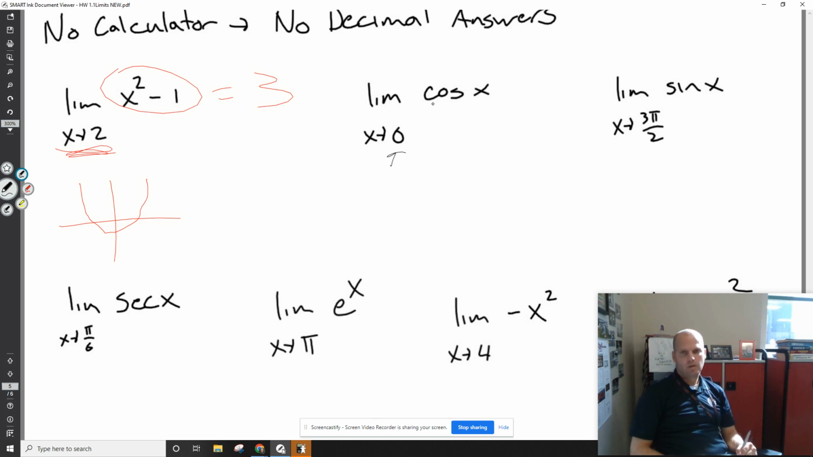Well, cosine just goes up and down. All right, well, what's the cosine of 0? I don't have to worry about doing anything crazy. Cosine of 0 is 1. Sine, same thing. Sine of 3 pi over 2, -1.